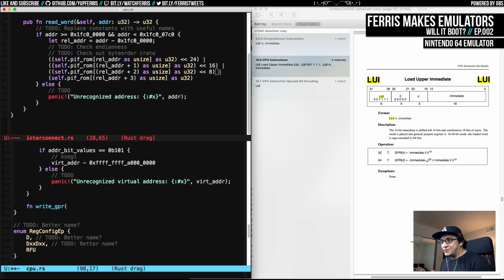function write GPR, we're going to have the index. I'll make that a U size because it's going to be indexing into that array. We can cast it there.